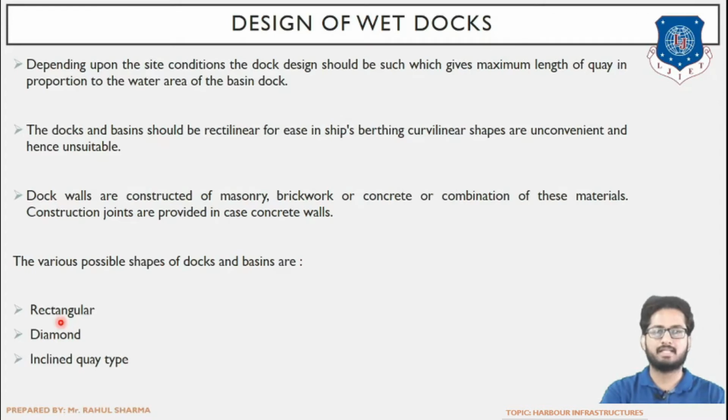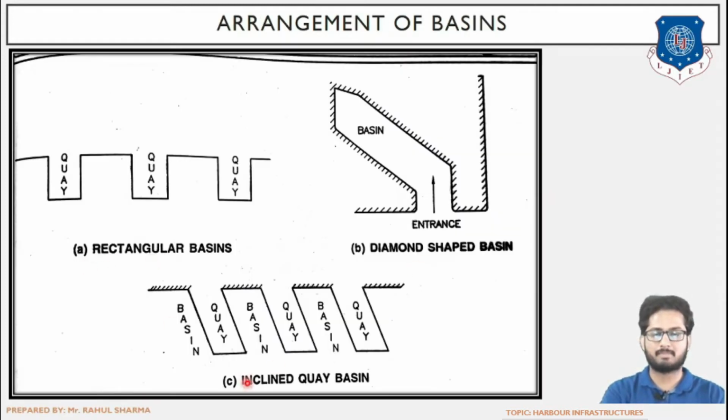That is, basically the shapes are rectangle, diamond, or inclined quay type. Now this is the picture representing the three various shapes of the basins. So first of all, the rectangular basin, this shows the rectangular shape, and adjacent to the basin is the marine terminal facility. So here we can see that the loading unloading terminal facility is provided, which is adjacent. So after the berthing operation, the cargo can be loaded adjacent to it. So this is the rectangle shape.